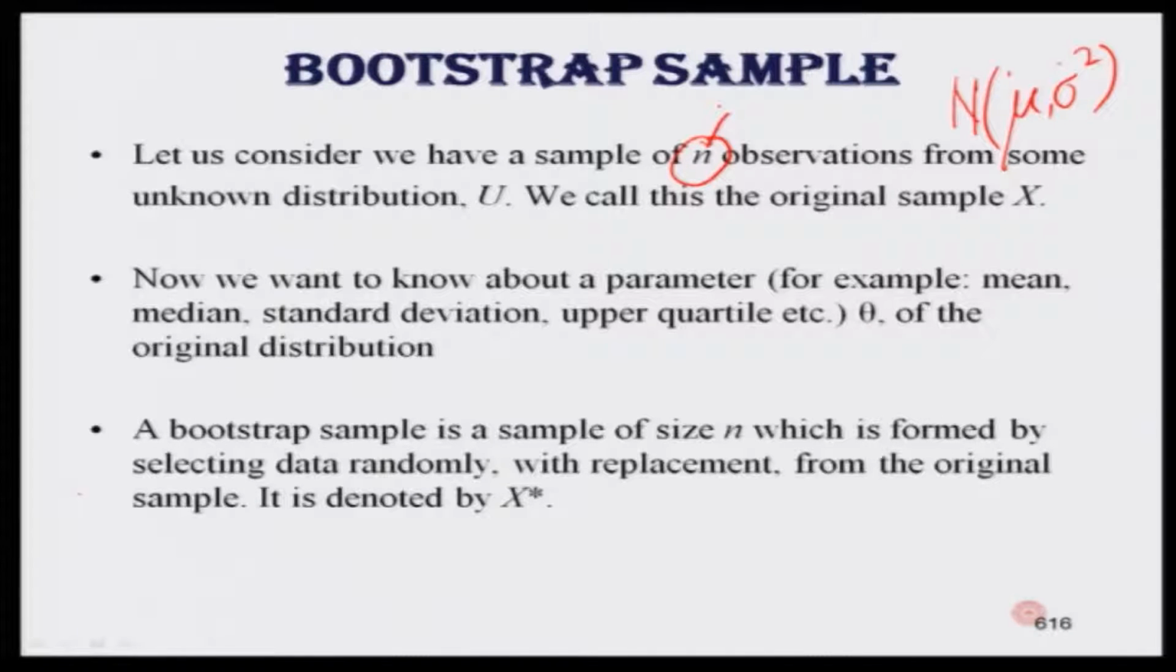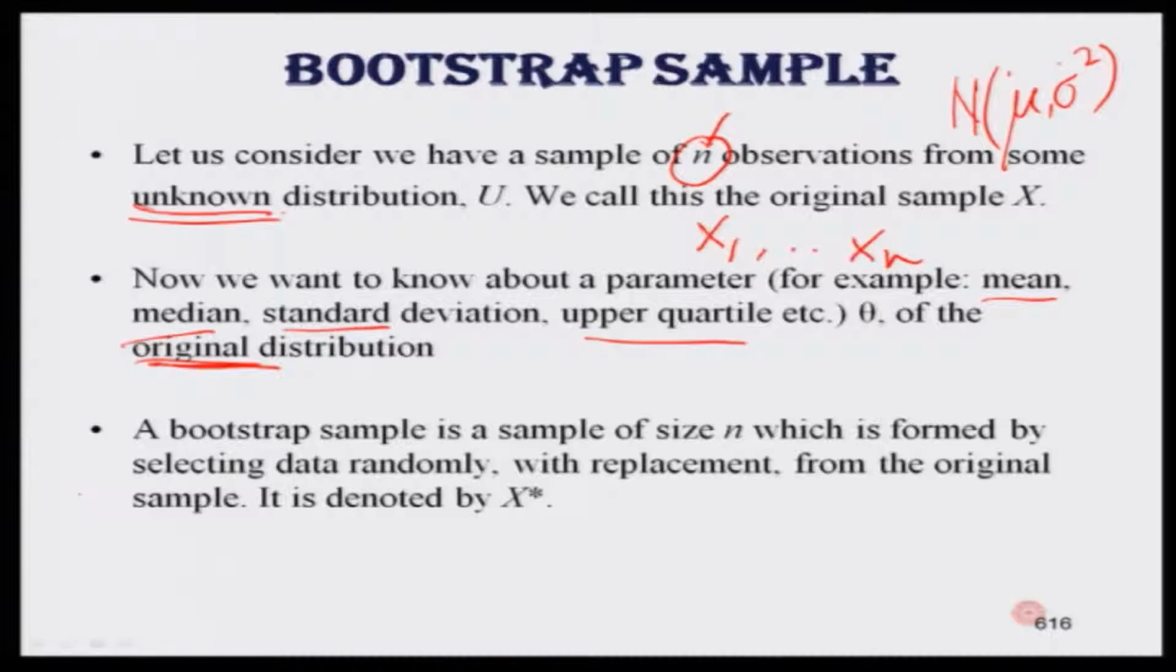So, let us pick up n observations. We will basically have observations marked as x1 to xn, where x1 is the first observation you pick up from the sample of n size, x2 is the second observation you pick up, and so on and so forth. Now, we want to know, as I mentioned, the parameters, for example, the mean value, the median, the standard deviation, the upper quantile, the skewness, kurtosis of the original distribution, because till now we have picked up a sample of size n from an unknown distribution.